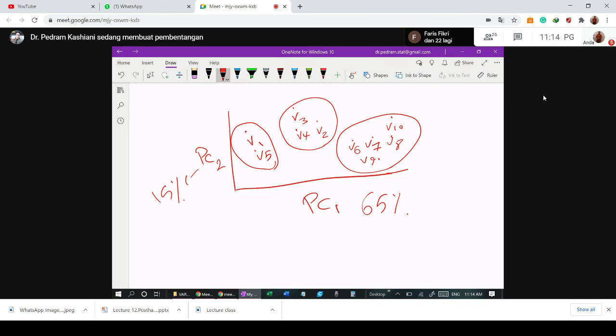So that's why, for example, this one and this one, this is the variation covered. Here, the variation is covered from here to here. So 65% is PC1, 15% is PC2. Therefore, using only these 2 PCs, I can divide my varieties into 3 groups.